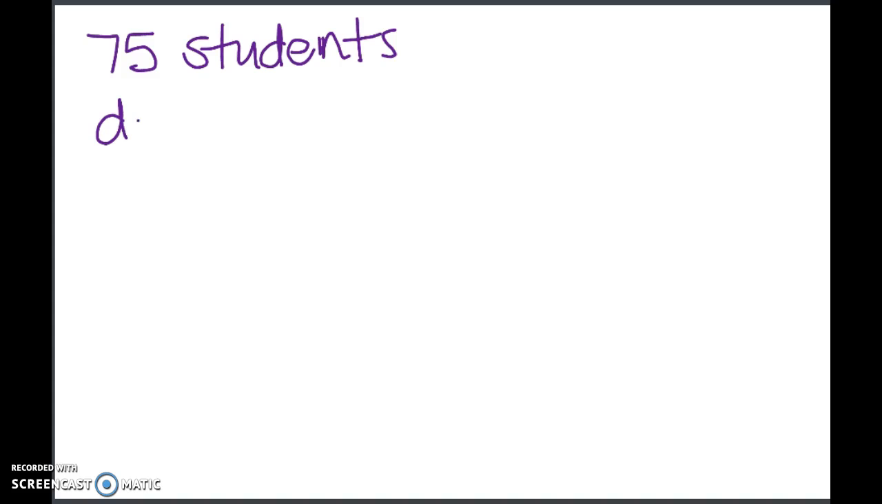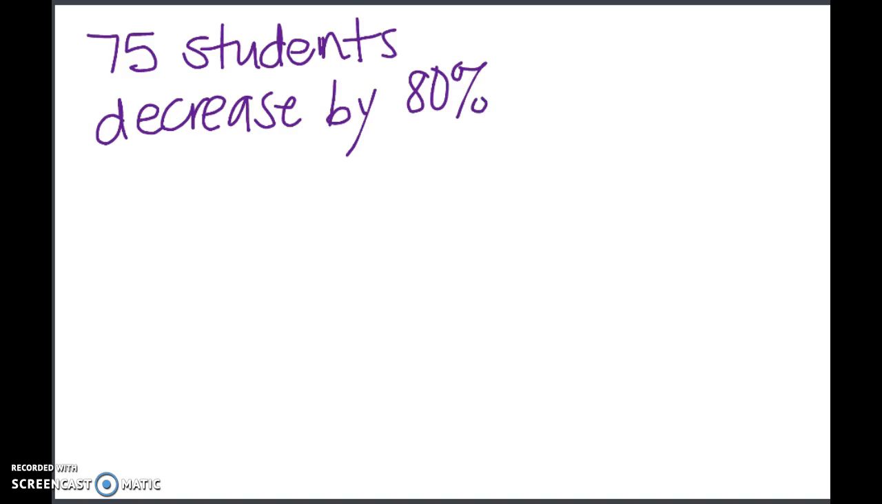Okay, we're going to try one more of these. So let's say we had 75 students, and we're going to decrease it by 80%. I want to know how many students I would have. I'm going to see if I can solve this. It's kind of a percent of change because I'm decreasing.